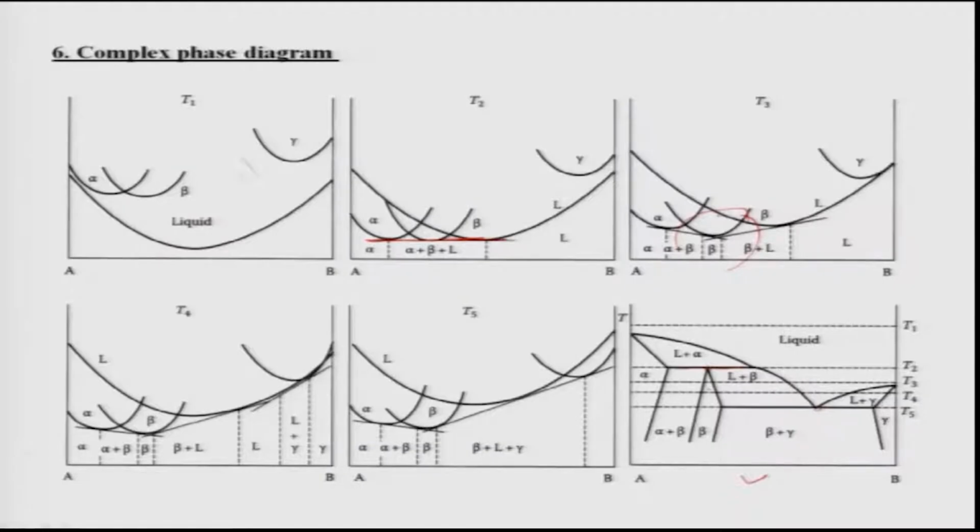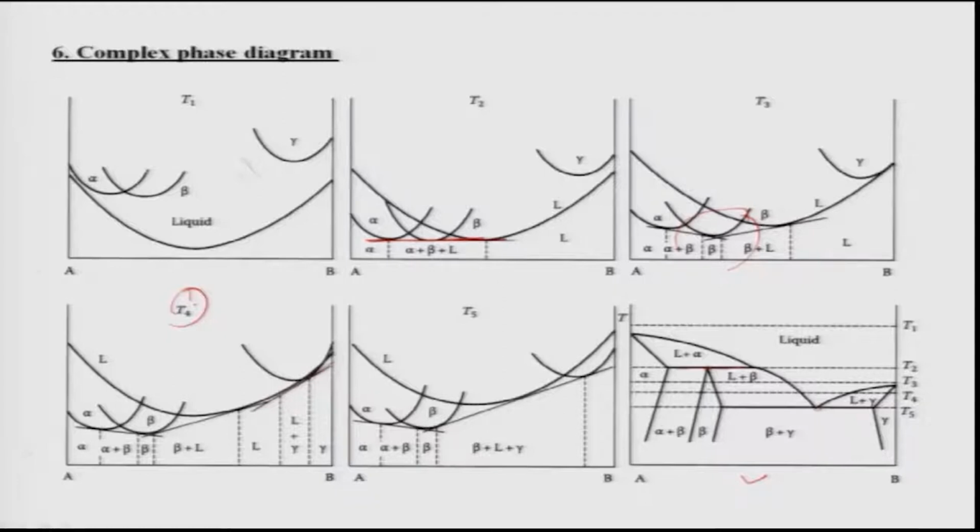So, at T4, which is a temperature above the eutectic temperature, which is an additional temperature shown in this diagram, you can clearly see again it is alpha plus beta and beta plus liquid, but on the other hand, because at T4 you have a liquid plus gamma region, there must be a common tangent between gamma and the liquid. That is what is shown here. This is the common tangent between gamma and liquid. So, that is why liquid plus gamma and gamma both appear as phase fields. So, this is the most complex one to draw.